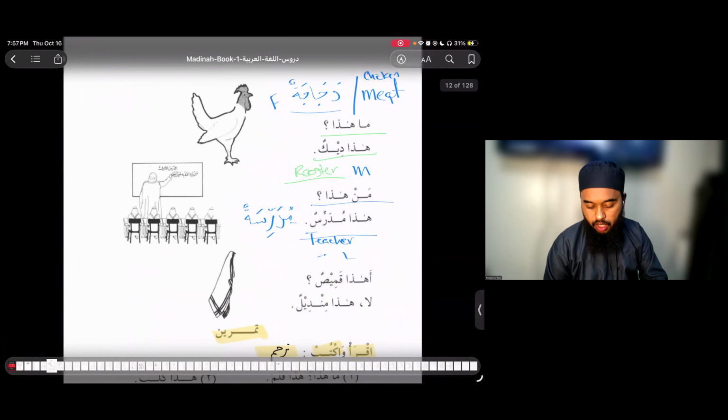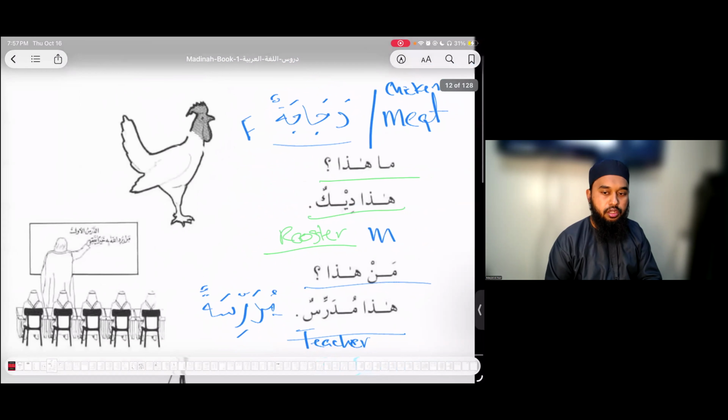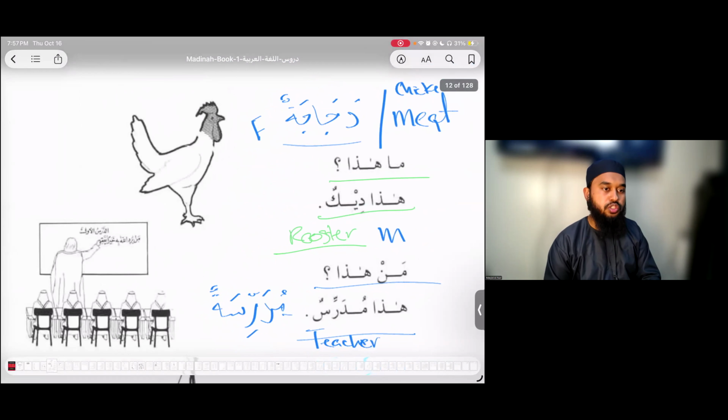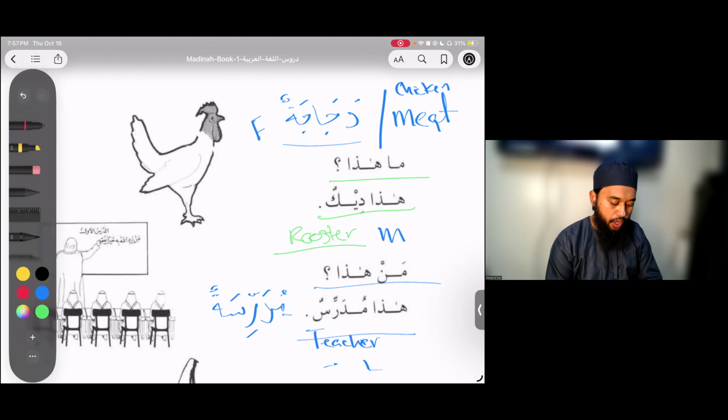I've written the answer on top too. If you're talking about chicken, like you want to eat chicken, we don't use dik, we use the word dajaja, right? Dajaja. Dajajatun. So that will be a feminine word, right? So you will use hadihi instead. Hadihi dajajatun. And a sign for that, you may ask, how does the sheikh know it's a feminine word? There are alamat, there are signs in Arabic. And one of the biggest signs for a word to be feminine is this right there.